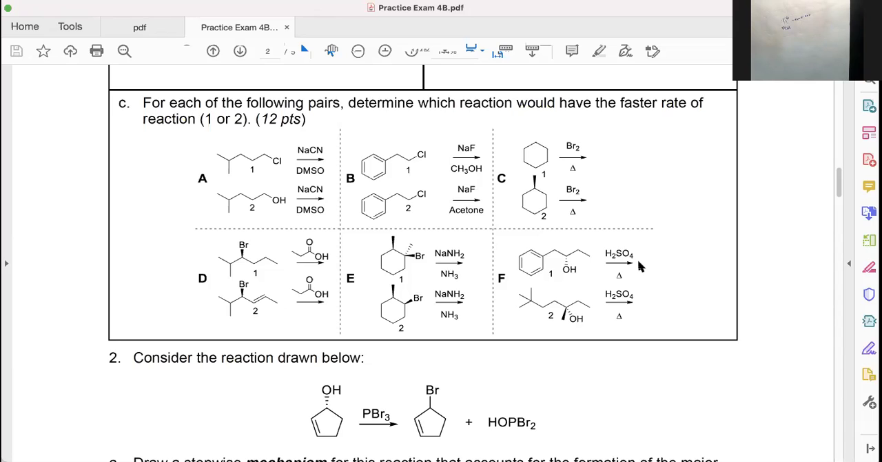We have what looks like, okay, I see. So we have a primary starting material. So the starting material is the same. The reagent is the same. So it looks like maybe a strong nucleophile, it could be. But what's changing is acetone versus methanol.